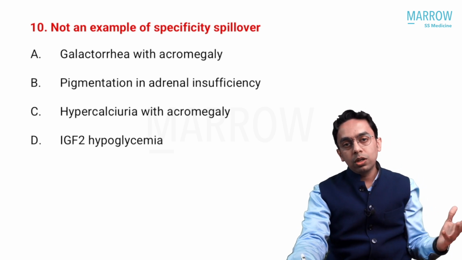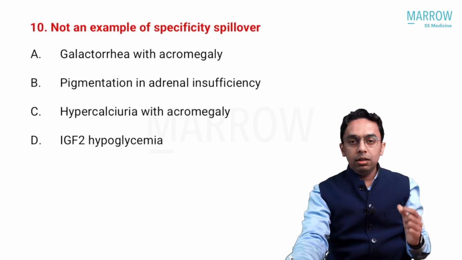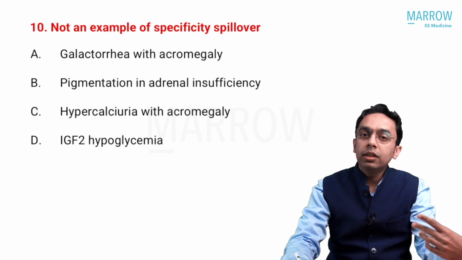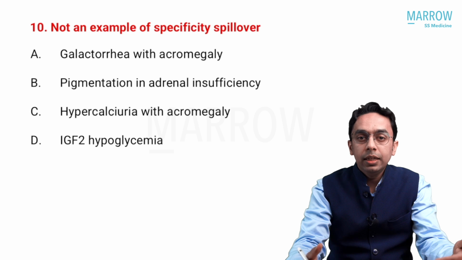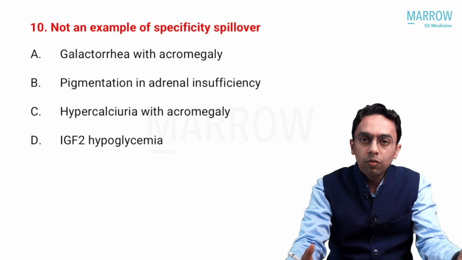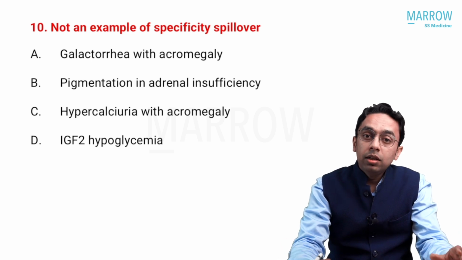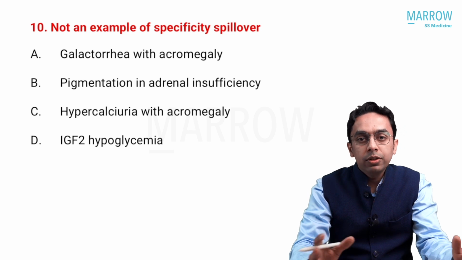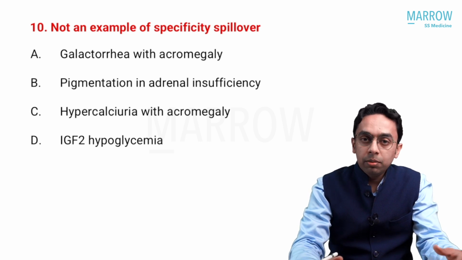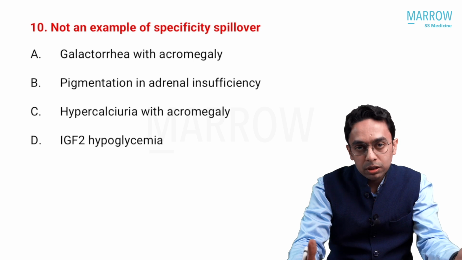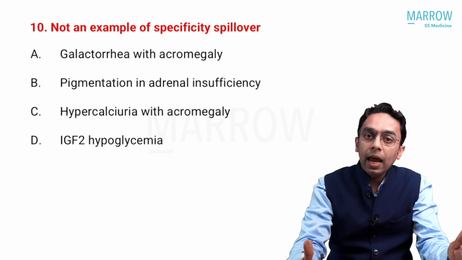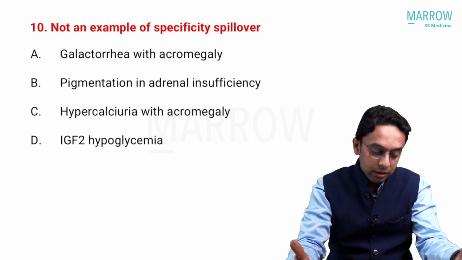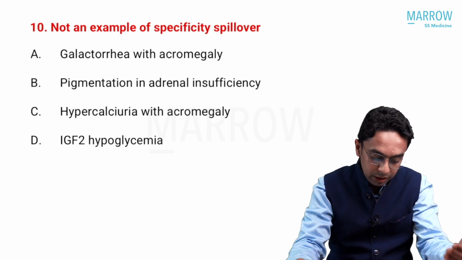You know that there is the lock and key model. Every hormone has a receptor, and it specifically binds to it and mediates the mechanism. But there are some hormones which have similarity, and some receptors which are similar. So when one hormone is in excess, it can act on another receptor as well. This is what is called specificity spillover.